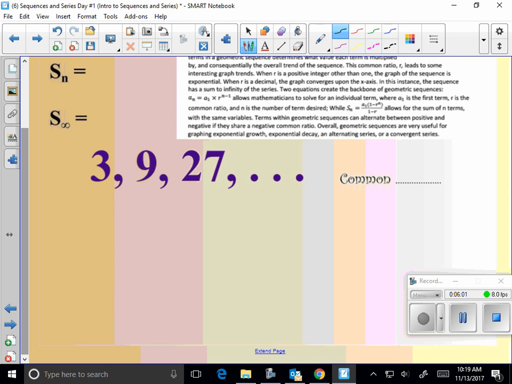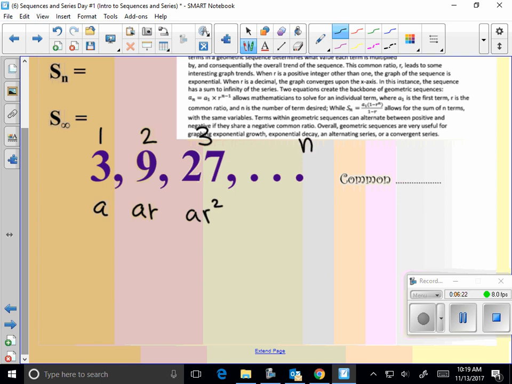Our first term here is 3. We're going to call that A. Our second term here is A times what we call the common ratio. And our common ratio here is 3. We're multiplying by 3 each time. Our third term is going to be A times R to the second.